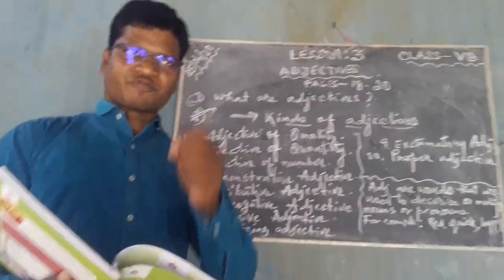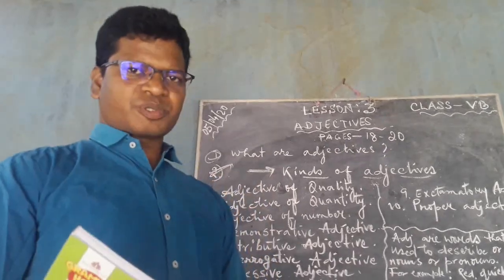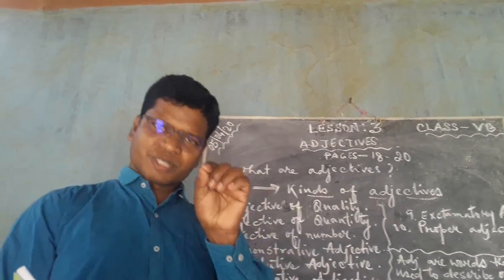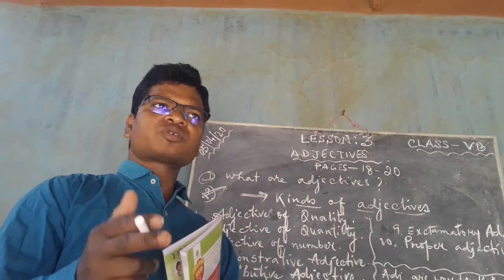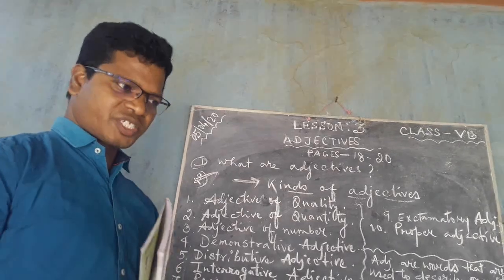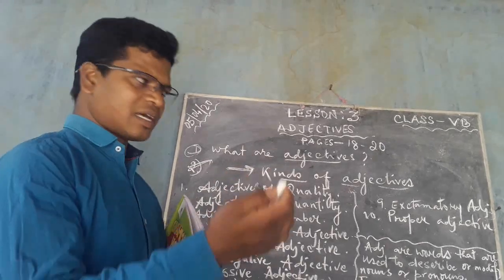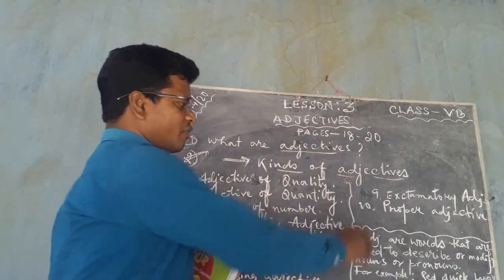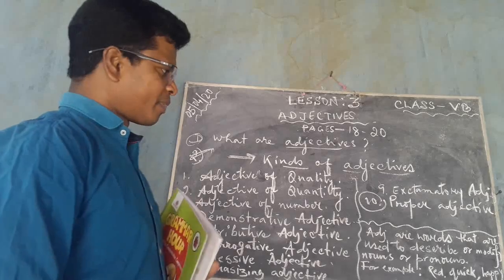Now, first of all, we have to understand what we mean when we say adjectives. An adjective is a part of speech, isn't it? How many parts of speech are there? There are 8. Out of 8, today we are going to talk about only one, that is adjectives. Then we'll see the classification of adjectives. These adjectives are divided into 10 types that we are going to see today.